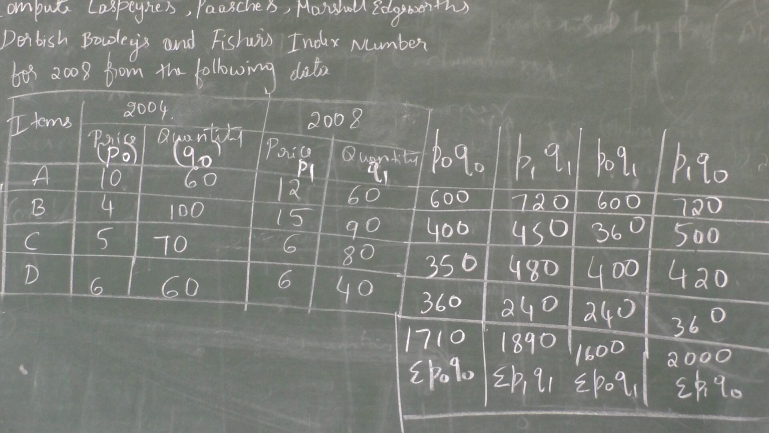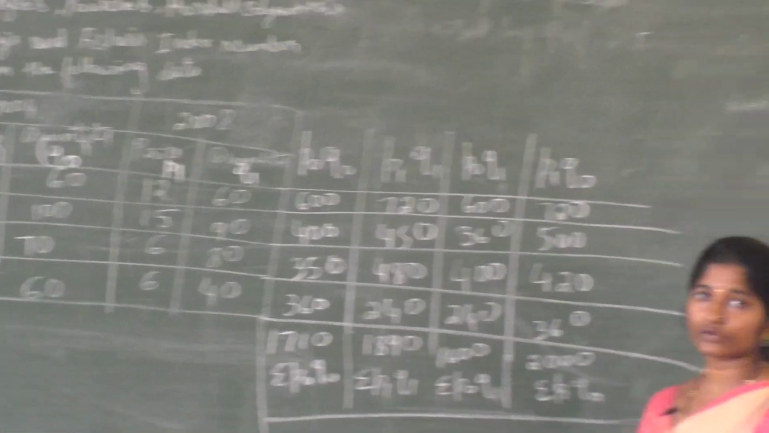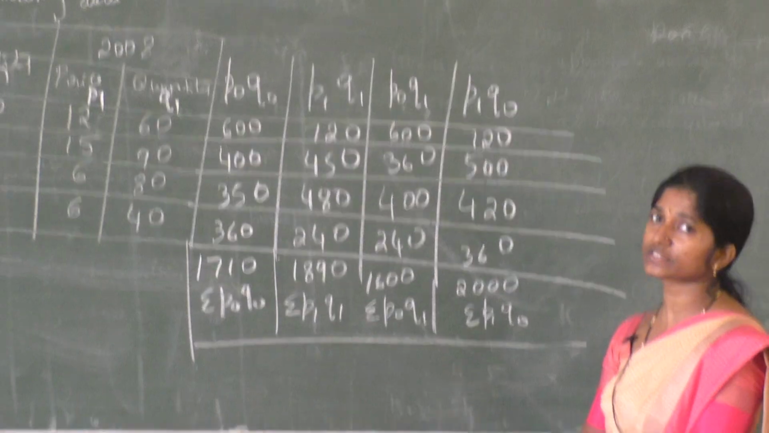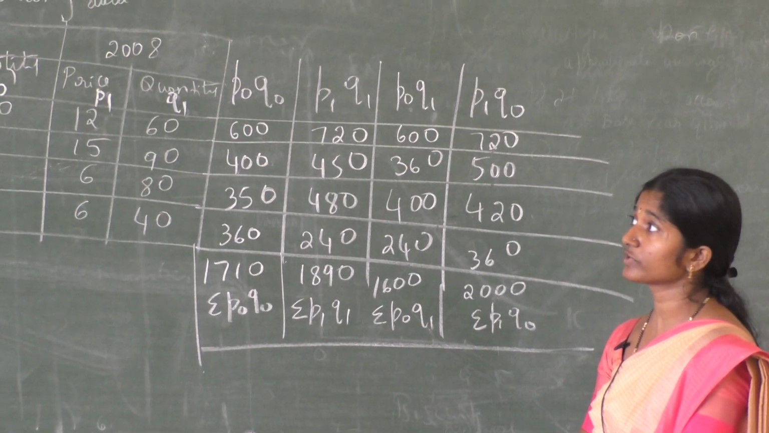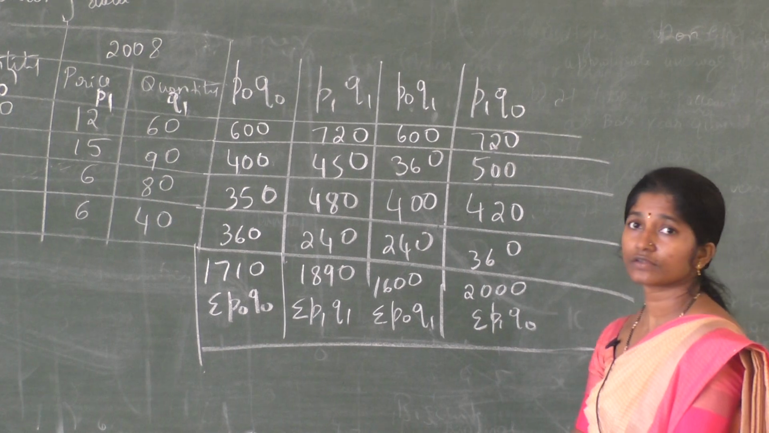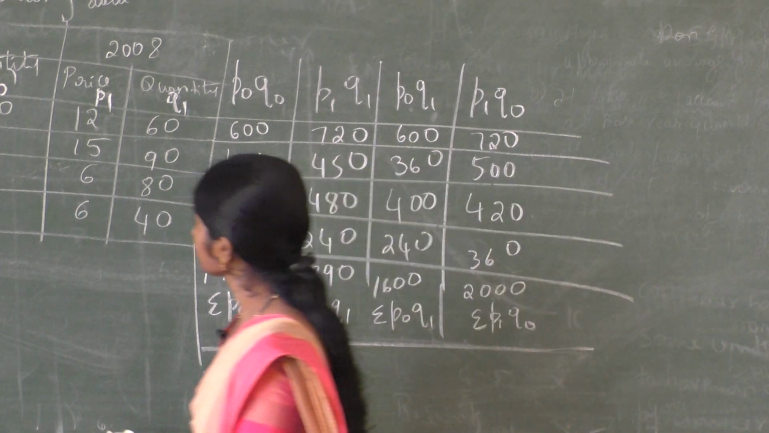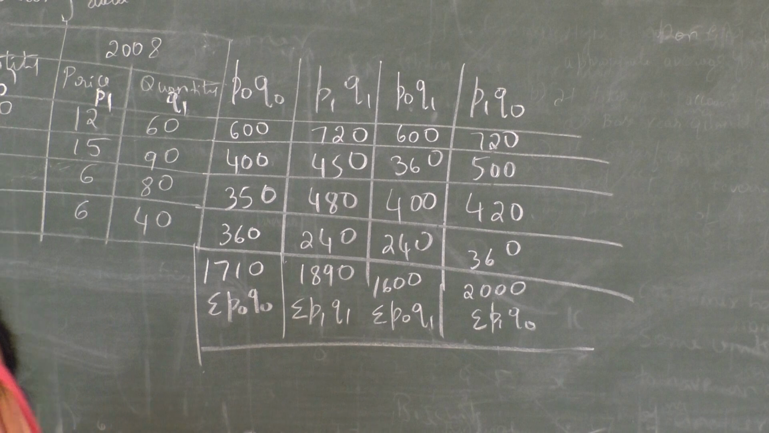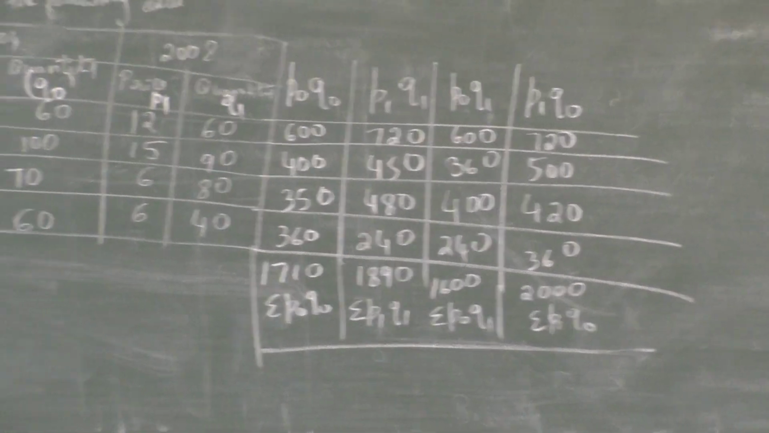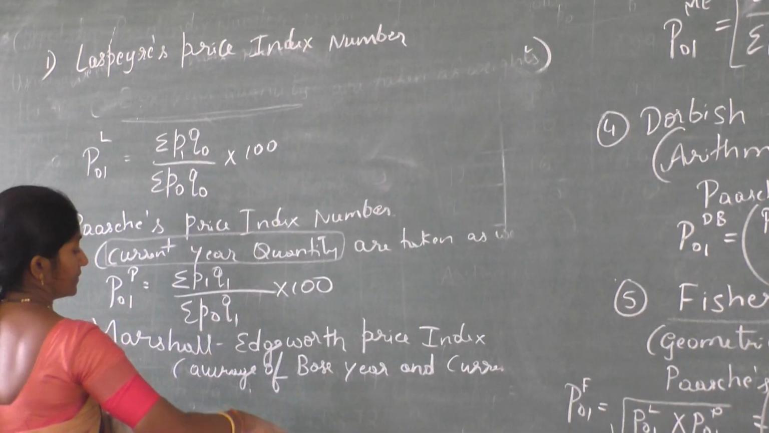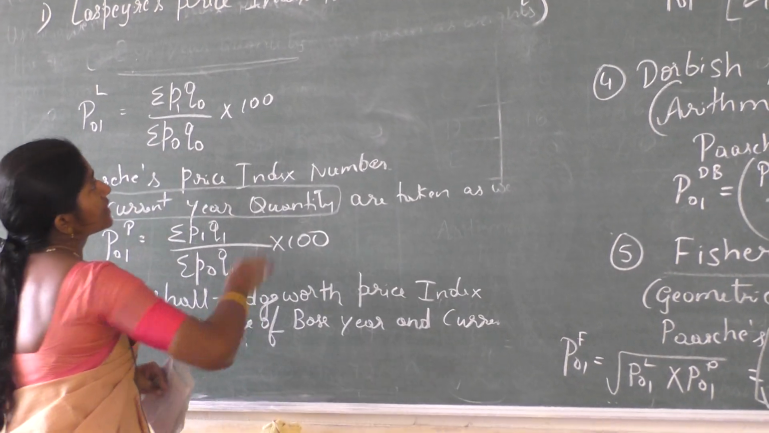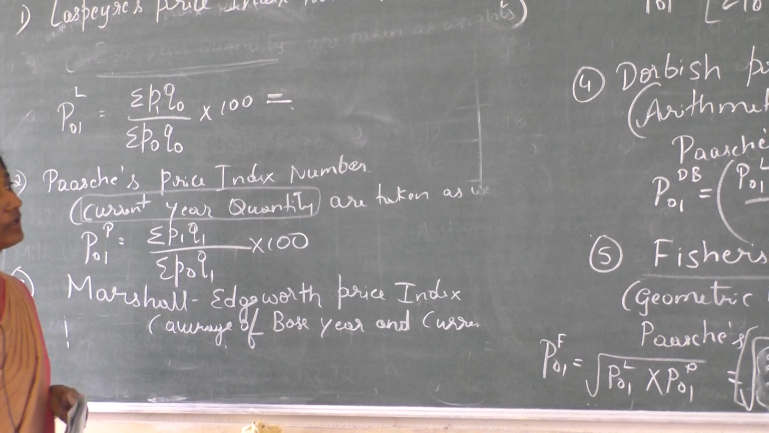Now we have multiplied all these values with price and quantity, base and current year. Now we will calculate Laspeyres, Paasche, Marshall Edgeworth, Dorbish-Bowley and Fisher's. These are index numbers. Laspeyres price index number.